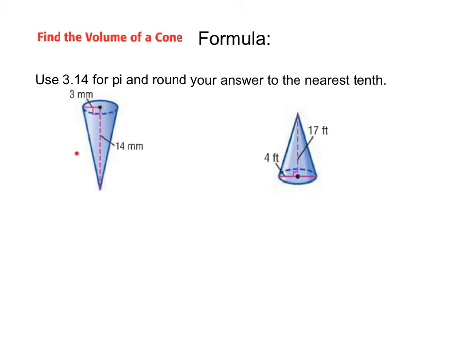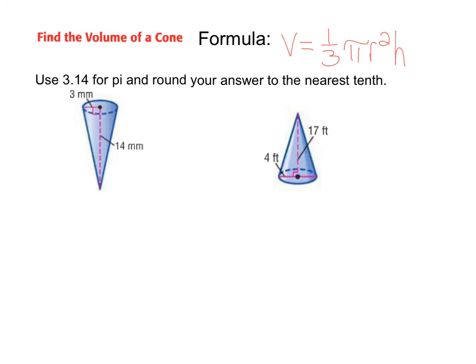Now, a cone is related to a cylinder. If I had another cylinder with this same base and the same height, it would take 3 of these cones to fill the cylinder. 3 cones fill a cylinder with the same base and height. So, if the volume of a cylinder is pi r squared h, and it takes 3 of these to fill it, what is the cone's formula? Well, its formula is this. Volume equals 1/3 pi r squared h.